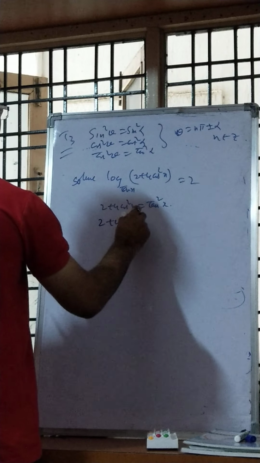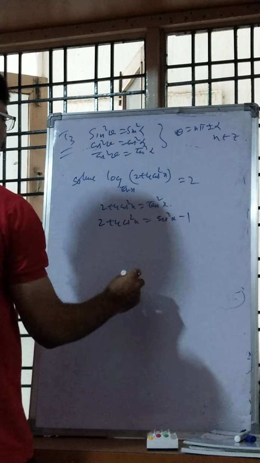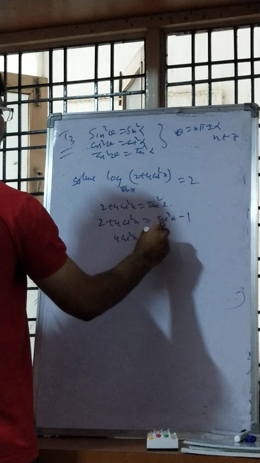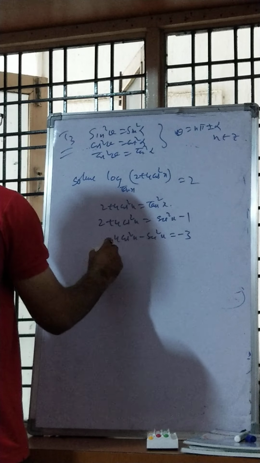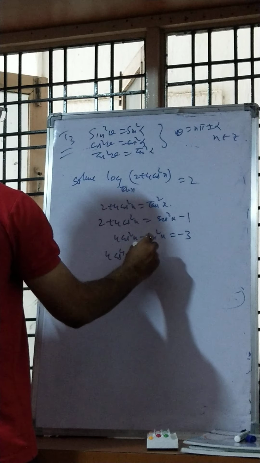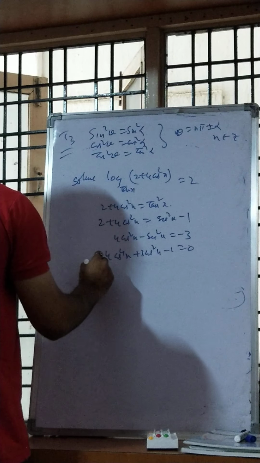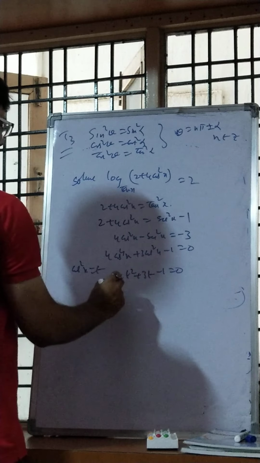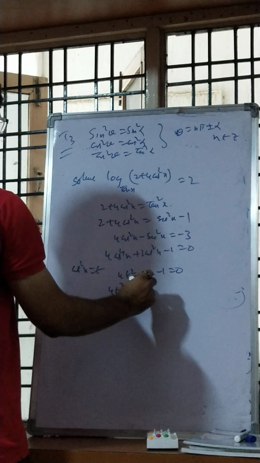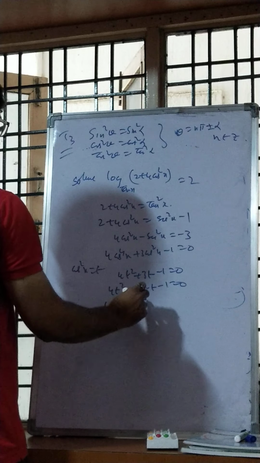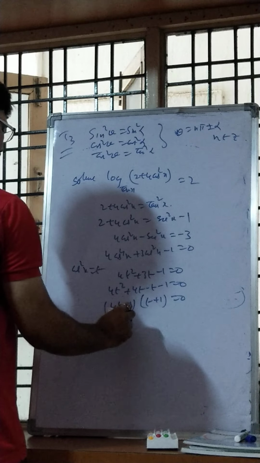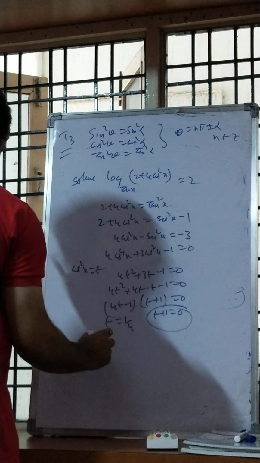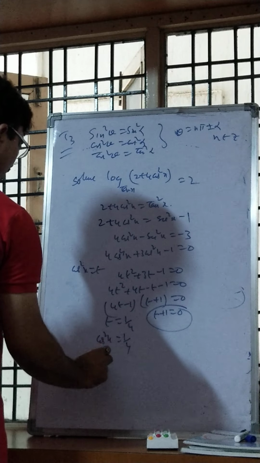So now we got it this way. 2 plus 4 cos square x, and I can write tan square x in terms of secant square x minus 1. So by taking this, 4 cos square x minus secant square x is equal to minus 3, and 4 cos to the power 4 x plus 3 cos square x minus 1 equals 0. Let cos square x be t. Then 4t square plus 3t minus 1 equals 0. We can factorize: 4t minus 1 and t plus 1 equals 0. So t is equal to 1 by 4, and t plus 1 equals 0 does not have any solution, because it is negative, not possible in this case.